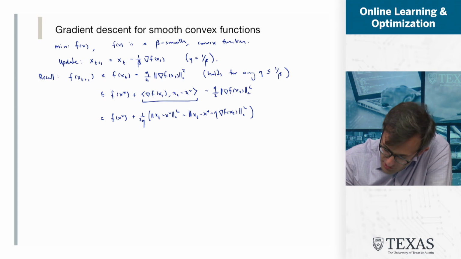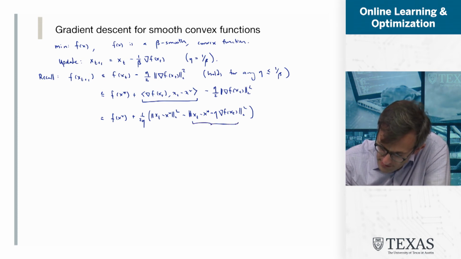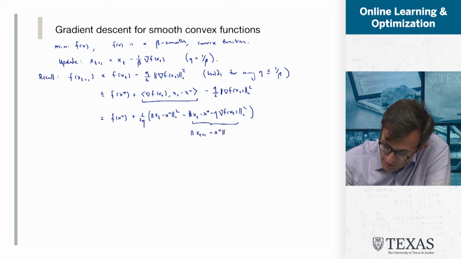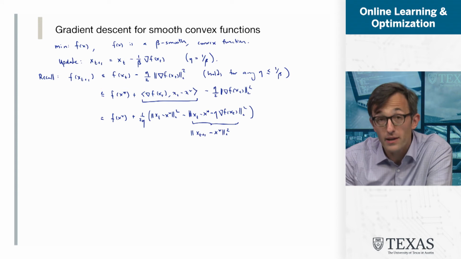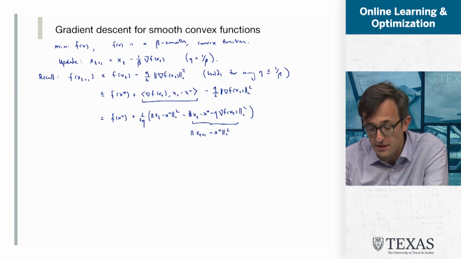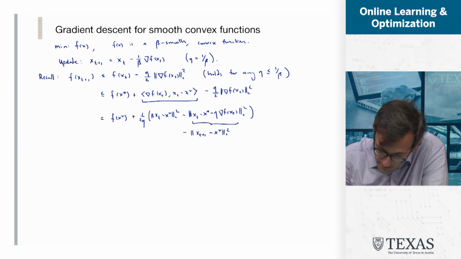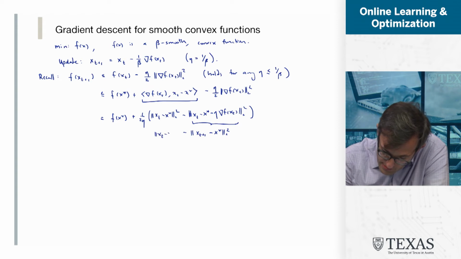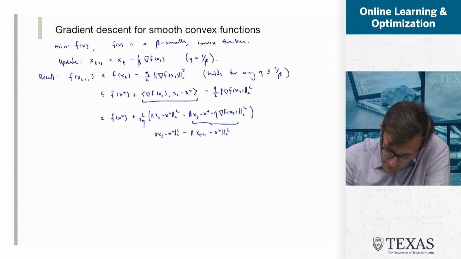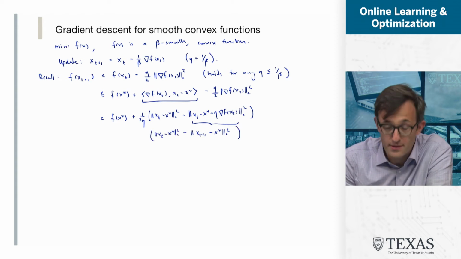Okay, what else do we recognize here? This is exactly x t plus 1 minus x star squared, because x t minus eta times the gradient of f of x t is my x t plus 1. Again, we see the ingredient that we saw last time: this is going to be a telescoping sum.